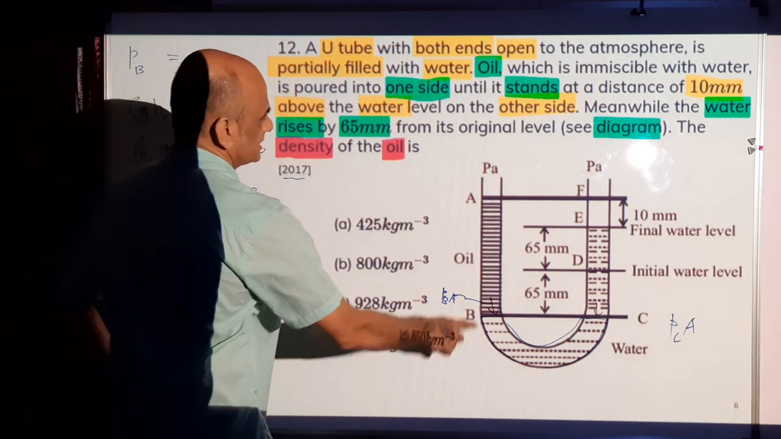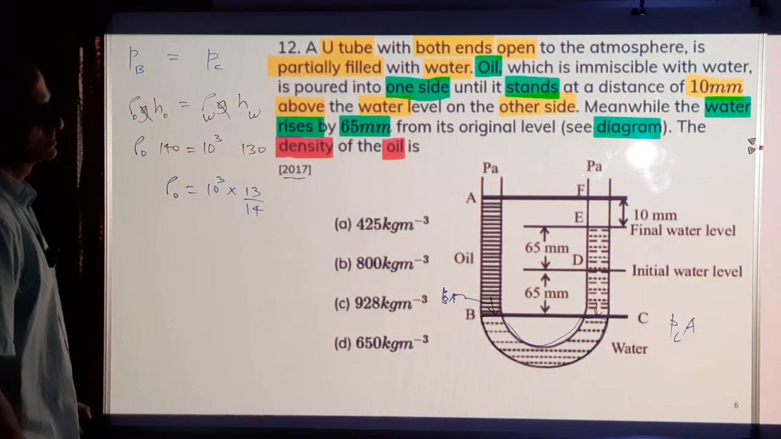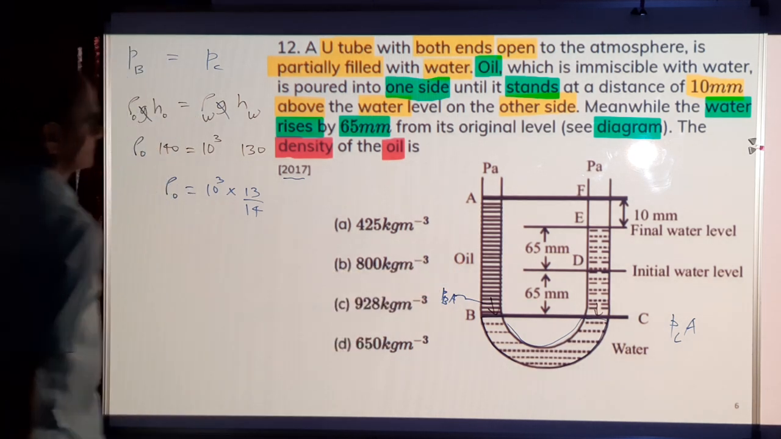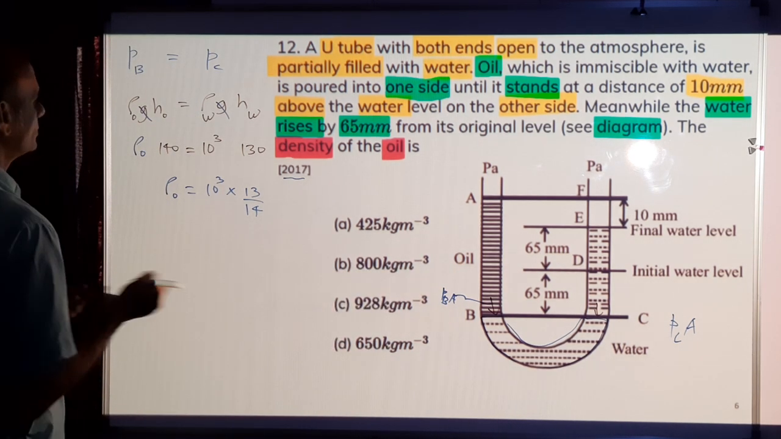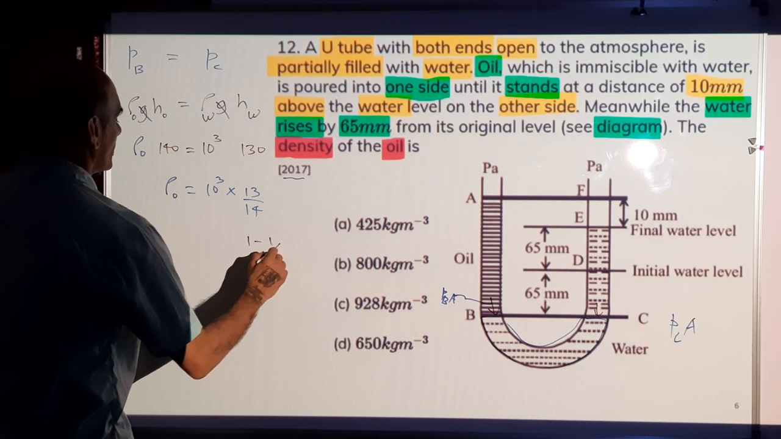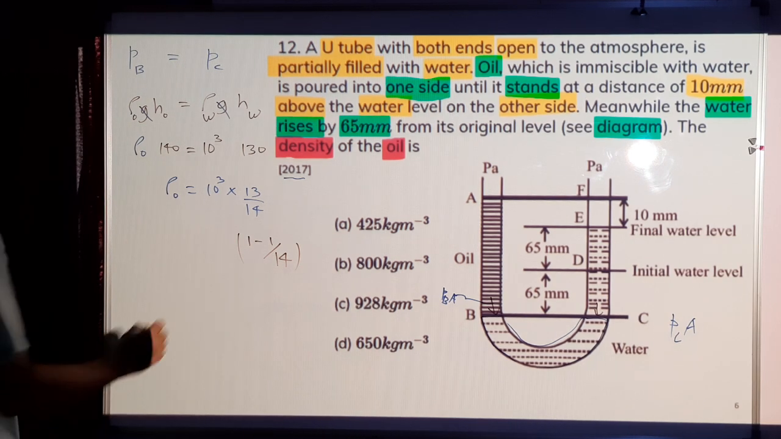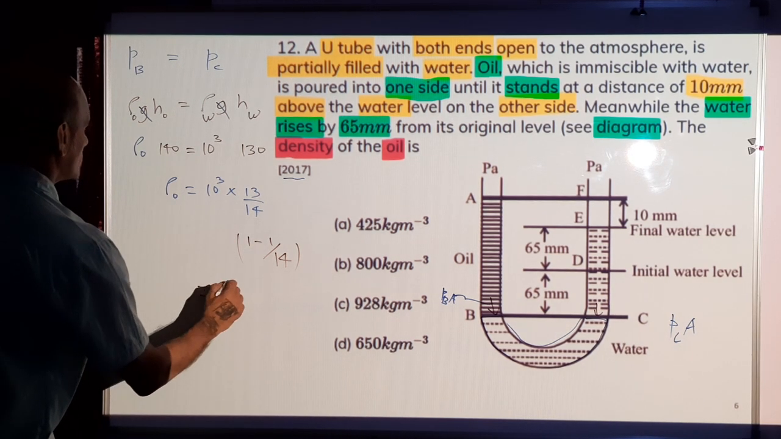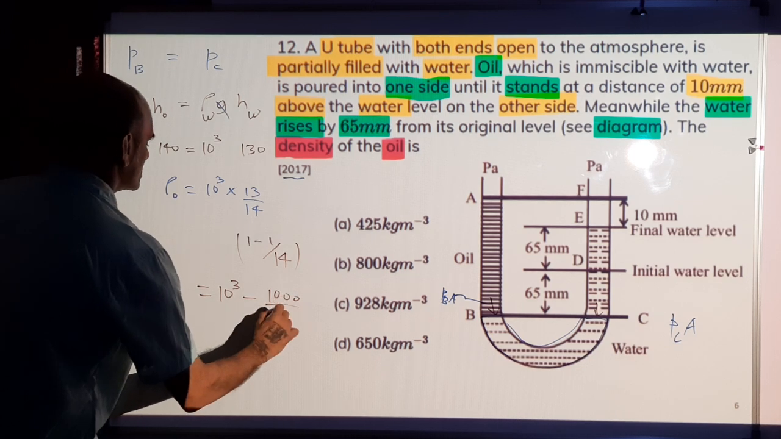So since the oil is light, more amount of oil is balancing a smaller amount of water. Oil is less dense. So this manipulation we have to do. 13 by 14 can be written as 1 minus 1 by 14. So this is nothing but 1000 minus 1000 by 14.